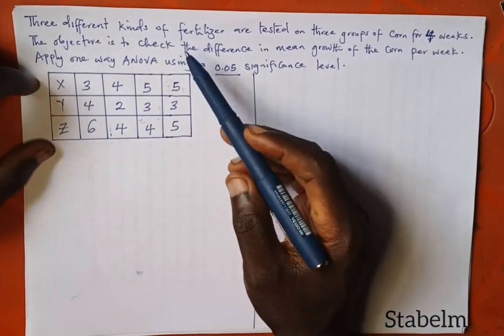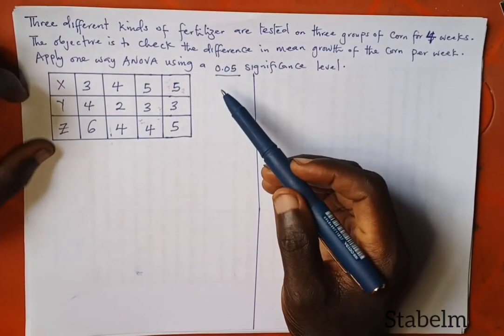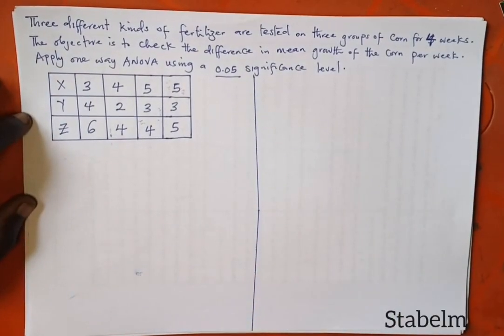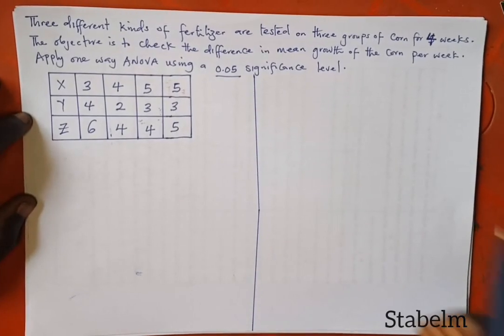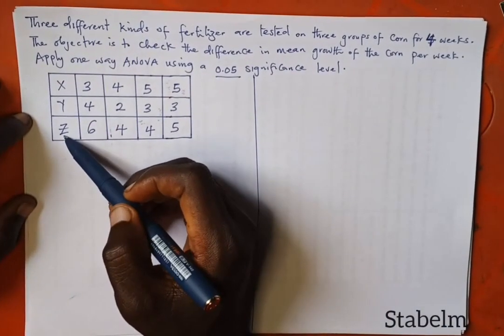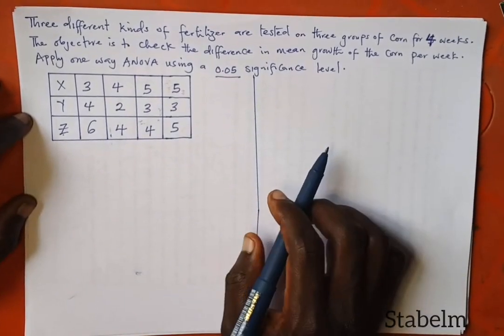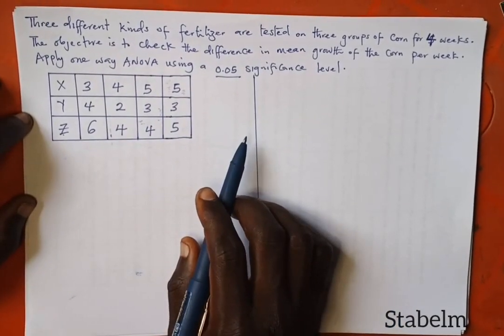How many fertilizers here? 3. That is 3 treatments. And how many weeks? 4 weeks. That is the observations, which means this fertilizer was observed for 4 weeks. And here we have X, Y, Z. This is the treatment. We have 3 treatments. And we have 1, 2, 3, 4. Each has 4 observations.